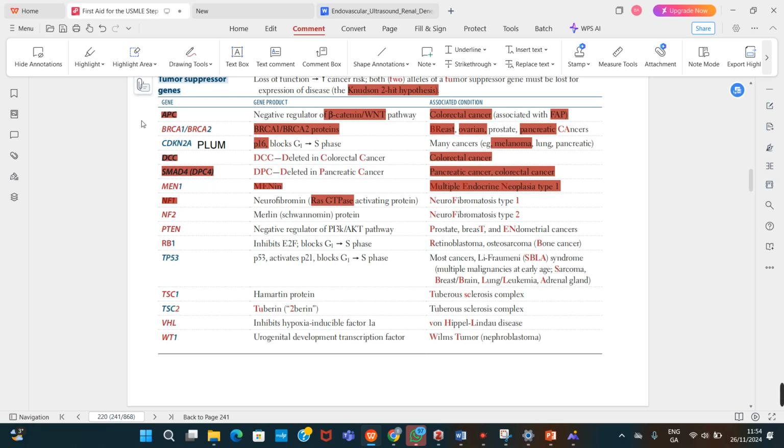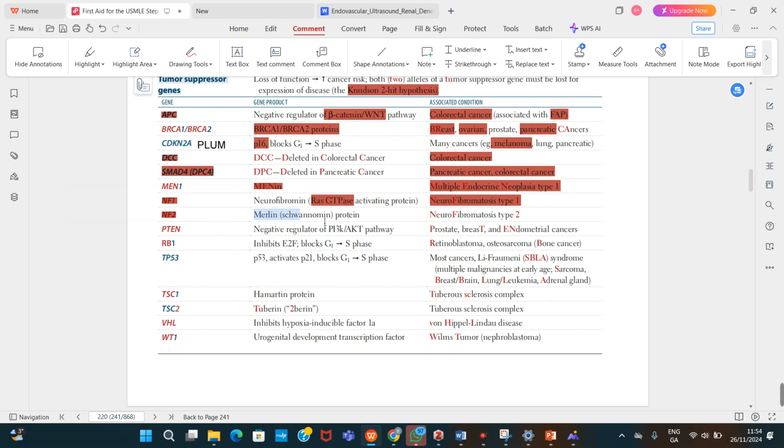Now, if you lose the activity of NF1, that means there's nothing to split GTP from RAS. So GTP will keep binding to RAS and there will be what? Uncontrolled proliferation. That is how you have neurofibromatosis type 1. For type 2, the problem there is Merlin.